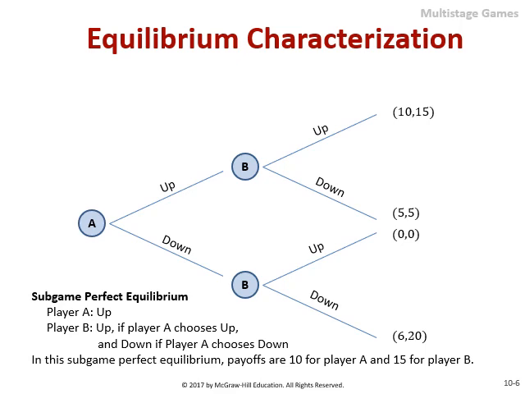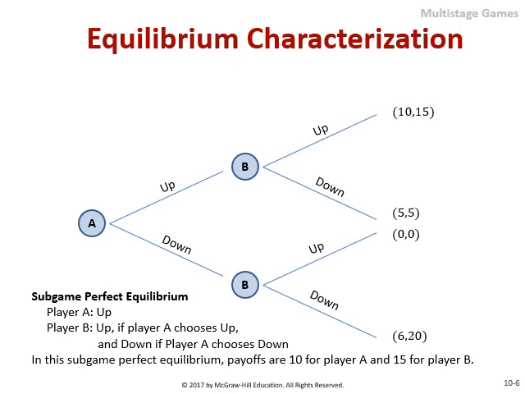لو بلاير B قال إنه هيلعب up لو A لعب up وهيلعب down لو A لعب down، يبقى كده من مصلحة player A إنه يلعب up لأنه هياخد payoffs 10 which is higher than 6 اللي هياخدها لو down. يعني up و up هتديني player A payoffs of 10، down down هتدي player A payoffs of 6، فأكيد 10 أعلى من 6، فplayer A best response given player B strategy إنه يلعب up.